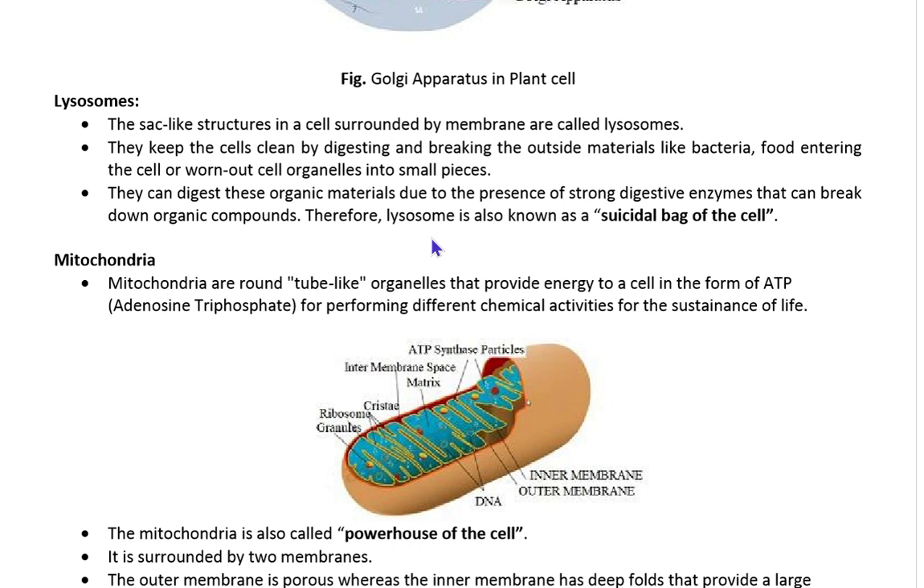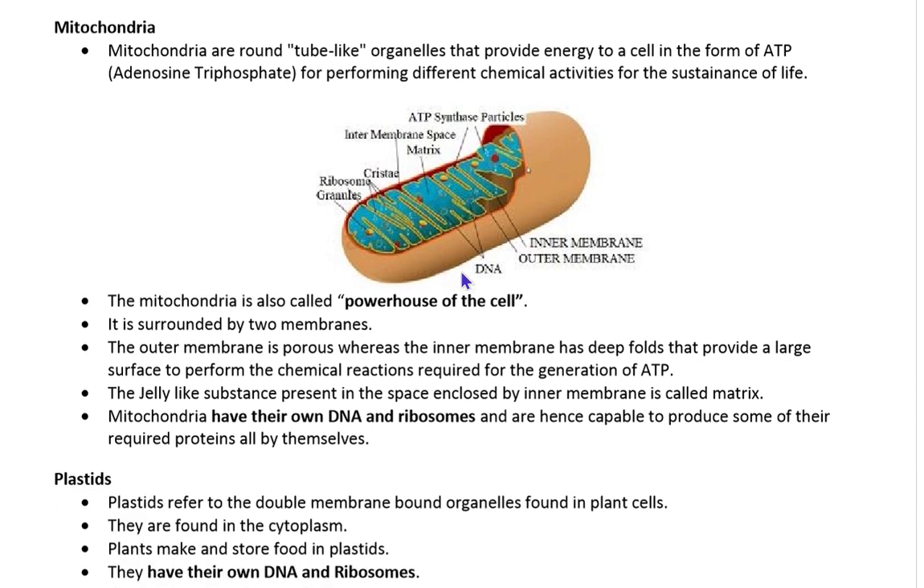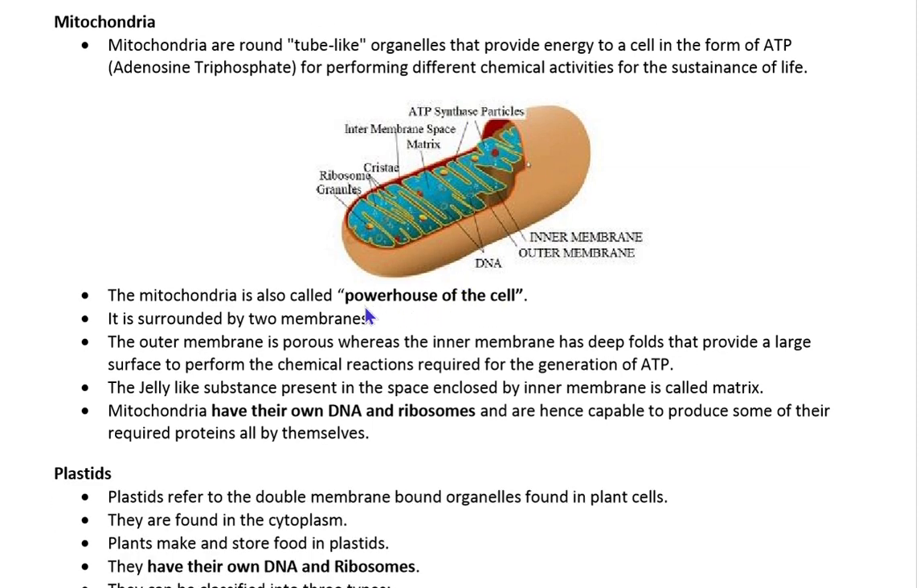The next organelle present in the cell is the mitochondria, and it is a very important organelle as it produces energy for the cell activities. The mitochondria are tube-like organelles that provide energy to the cell in the form of ATP. ATP is adenosine triphosphate. They perform various chemical activities for the sustenance of life. The mitochondria are therefore known as the powerhouse of the cell. It provides energy in the form of ATP.